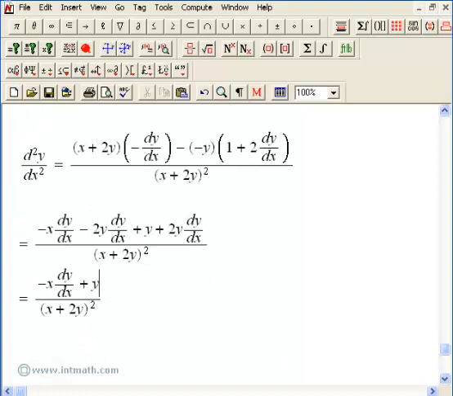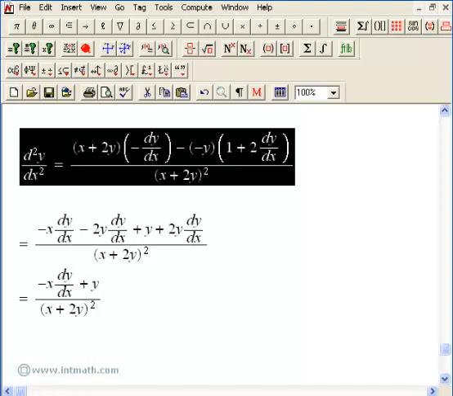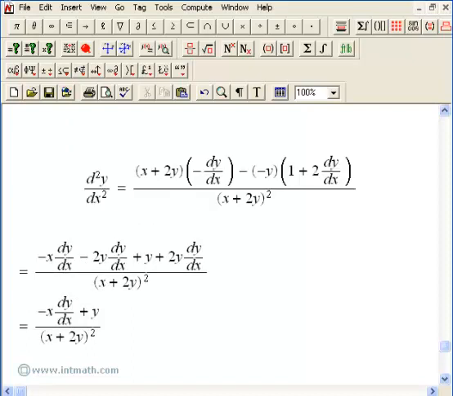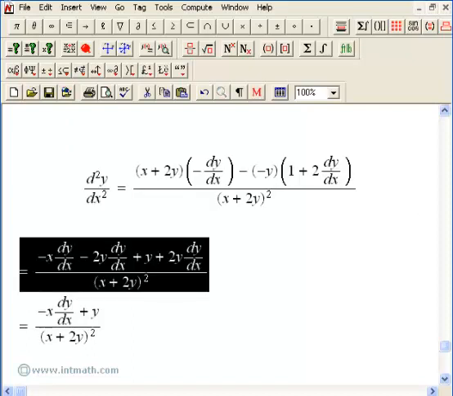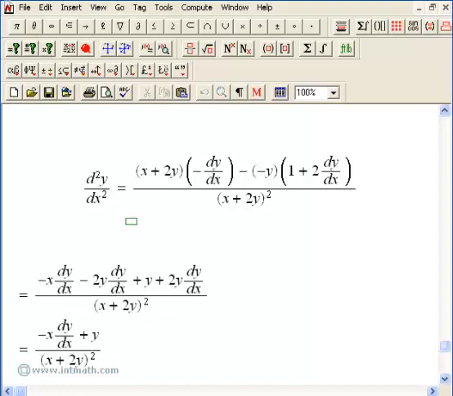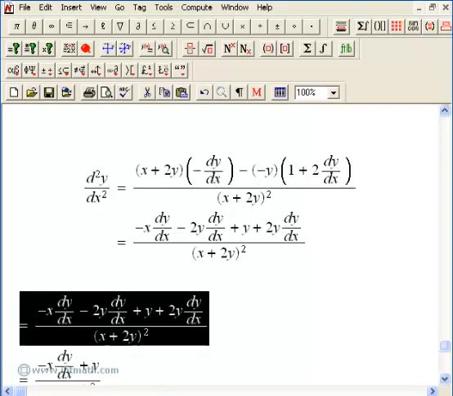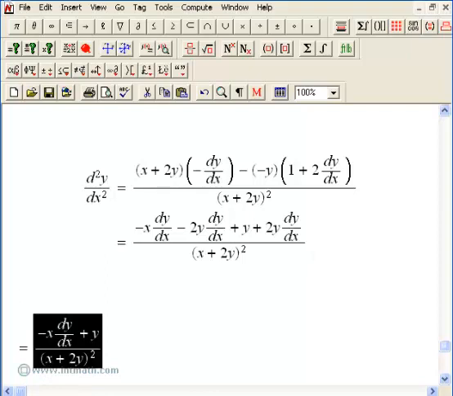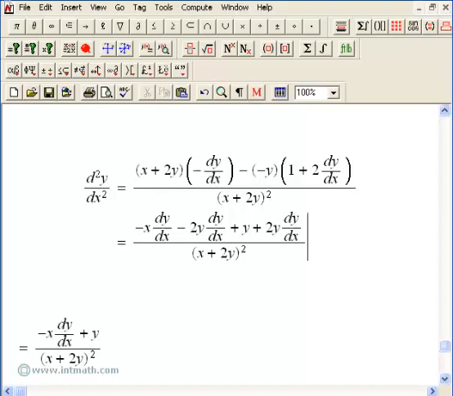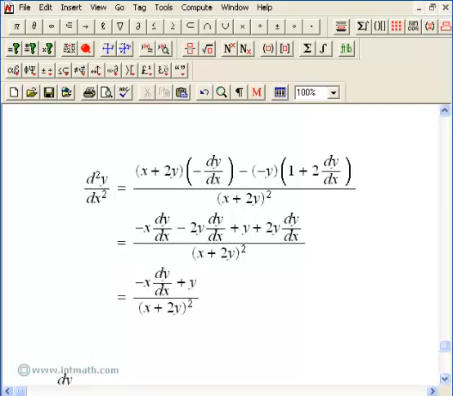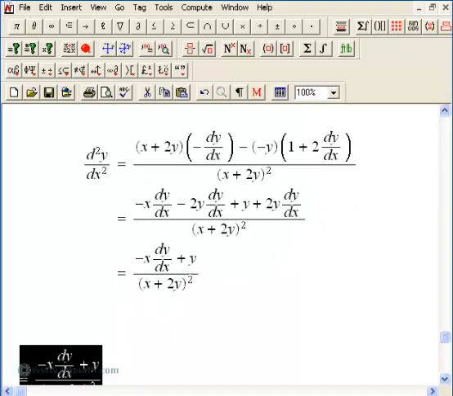Now in Scientific Notebook, to make that a little tidier, what we can do is put this into a display. This up here is the display button, and put this inside and put this inside, so that everything lines up nicely. And so that's our solution for the second derivative of our implicit function.